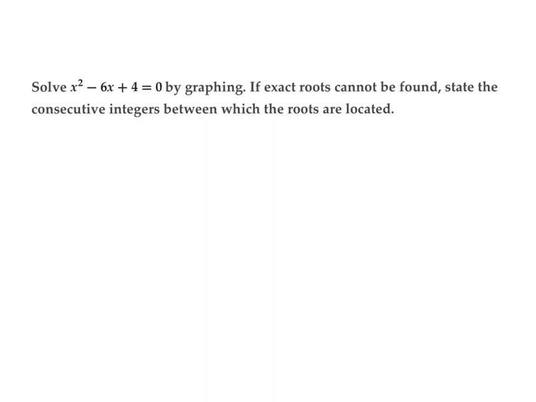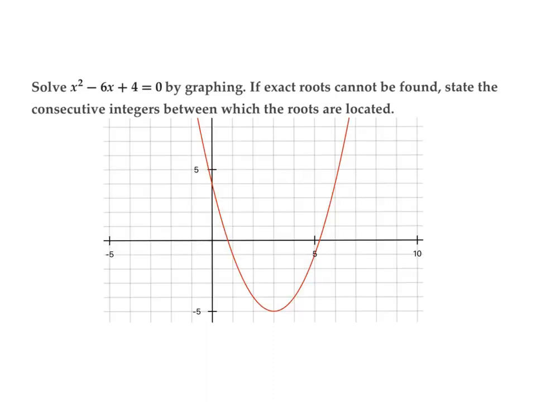Anybody having trouble getting this one graphed? Now, here's what it looks like. Again, my window's a little different than yours because I wanted to make sure it all fit on the screen. Here's the thing that you notice, okay? The x-intercepts don't cross at integers. And that's why these directions say, if exact roots cannot be found, state the consecutive integers between which the roots are located. On your calculator, in order to find some of those, you're probably going to want to zoom in on those points and get as close as you can so you can determine what integers they are between.